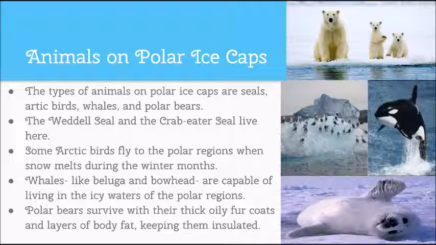Some Arctic birds fly to polar regions when snow melts during the winter months. Only a few birds live there all year, and those include raven and snow species. Whales like beluga and bowhead are capable of living in the icy waters of the polar regions. These whales have a lot of blubber so that they can survive the cold.